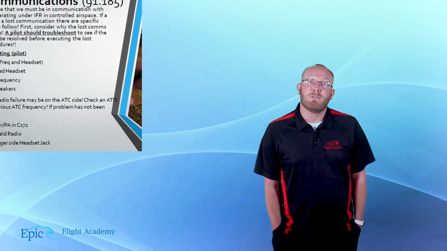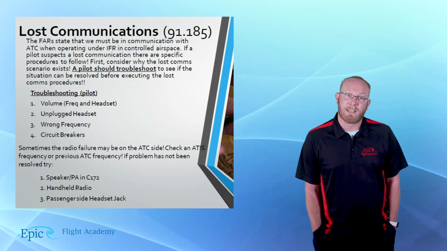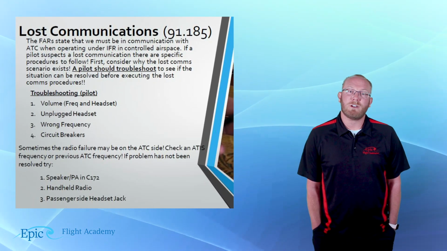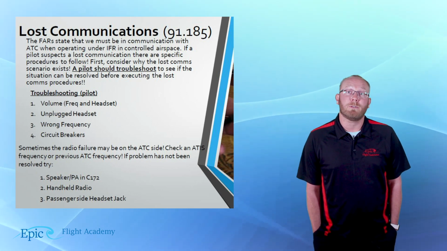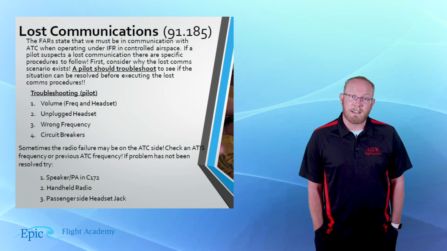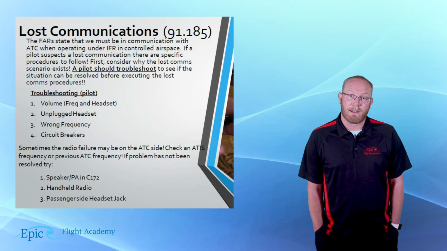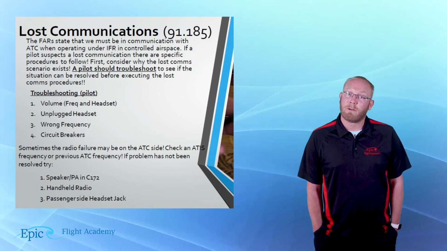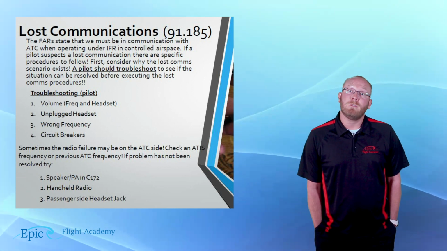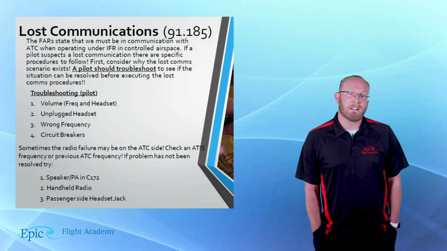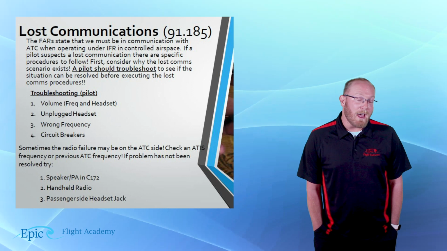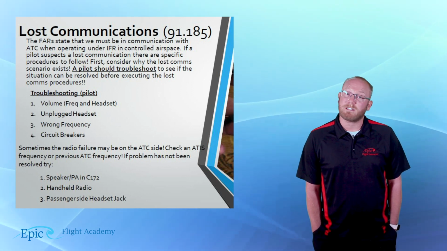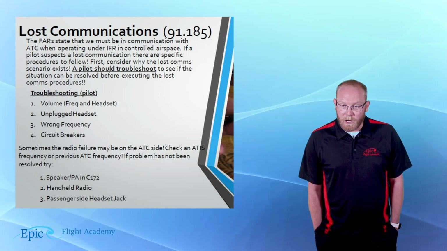The first one that you can experience is a lost communications issue, right? So this is when you are no longer able to communicate with ATC on this IFR flight plan, possibly in IMC conditions, so you cannot see outside. Now, if you can see outside, things get a little bit easier. If you cannot see outside, there are a lot more specific procedures that need to be followed.